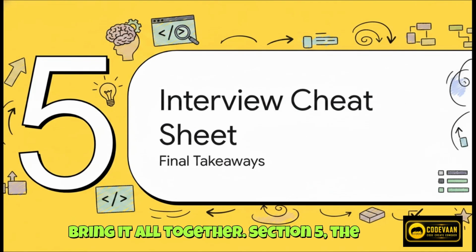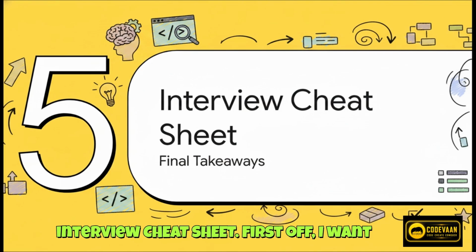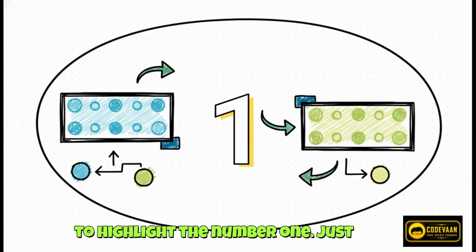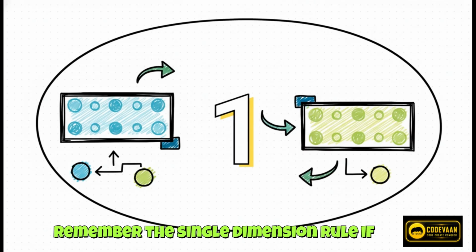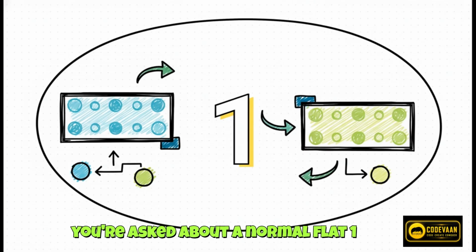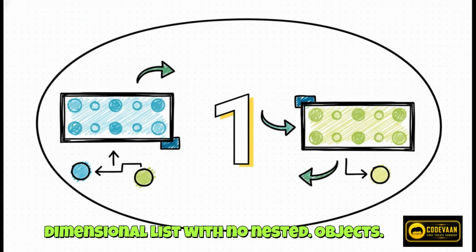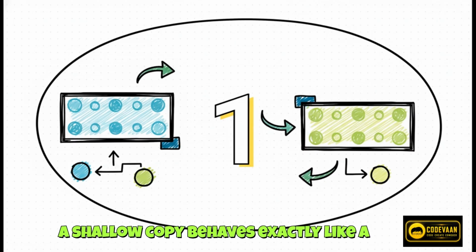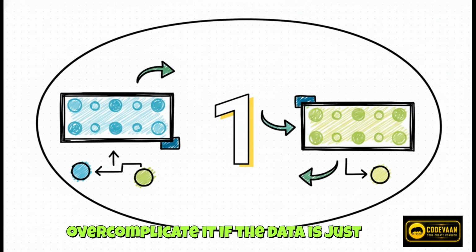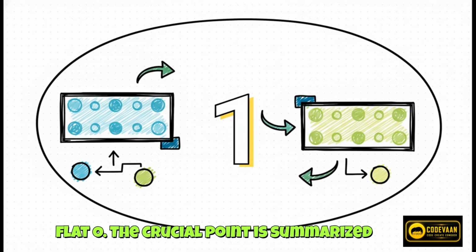Finally, let's bring it all together. Section 5, the interview cheat sheet. First off, I want to highlight the number 1. Just remember the single dimension rule. If you're asked about a normal, flat, one-dimensional list with no nested objects, a shallow copy behaves exactly like a deep copy. Seriously, don't overcomplicate it if the data is just flat.